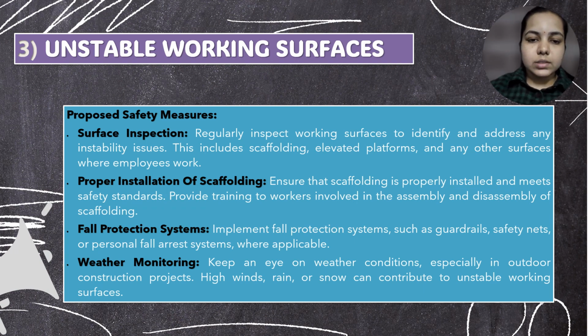The second point is proper installation of scaffolding. Ensure that scaffolding is properly installed and meets safety standards. Provide training to workers involved in the assembly and disassembly of scaffoldings. The third point is fall protection systems. Implement fall protection systems such as guardrails, safety nets, and personal fall arrest systems where applicable.